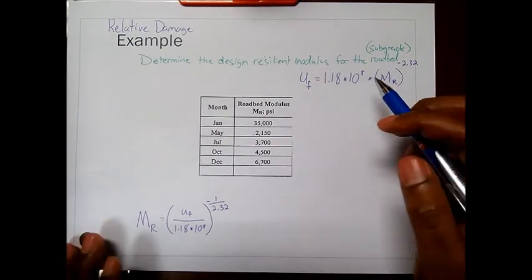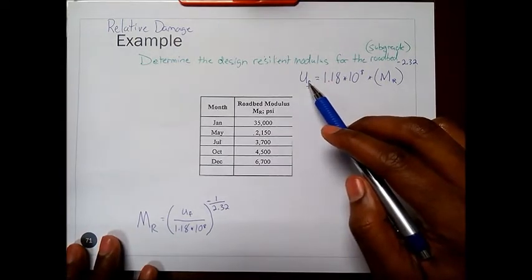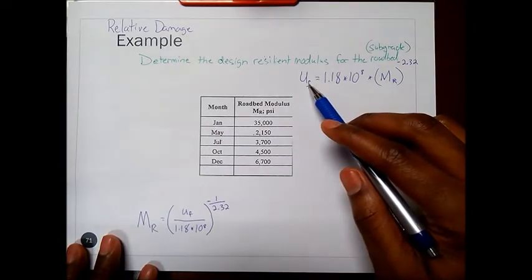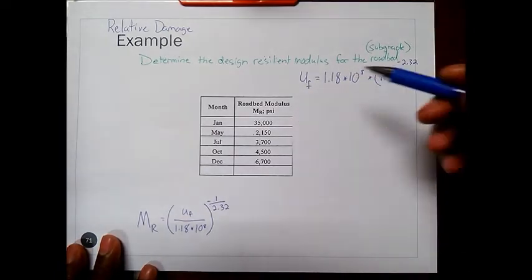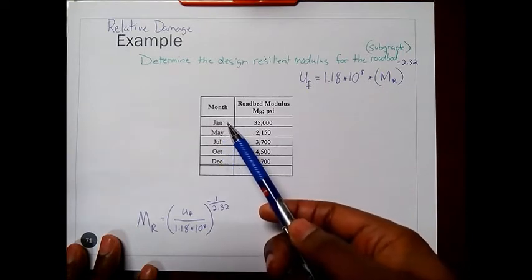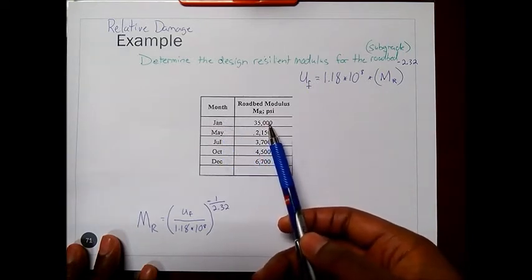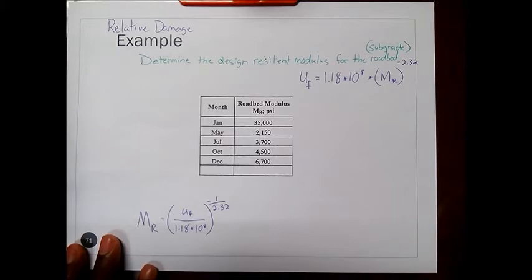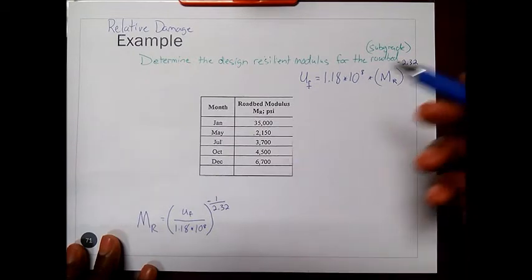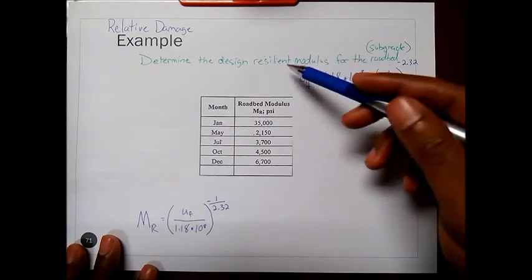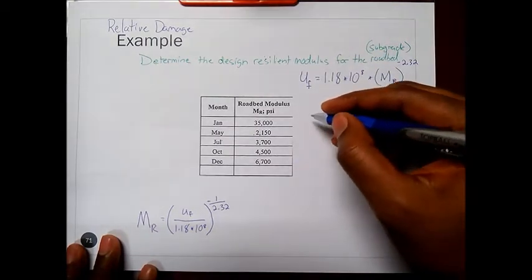Well, we know that this term right here is the relative damage, and the relative damage helps us understand what the change in weather does to the strength of the roadbed. By figuring out what the average is, we'll be able to determine what the design resilient modulus should be. So let's just go ahead and get started.